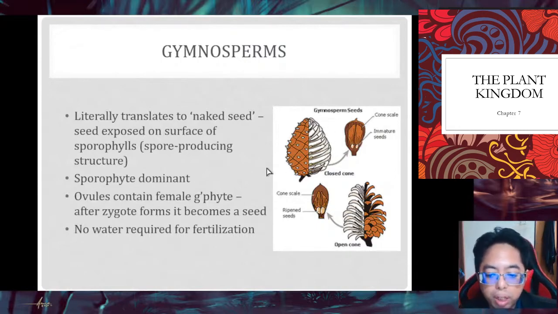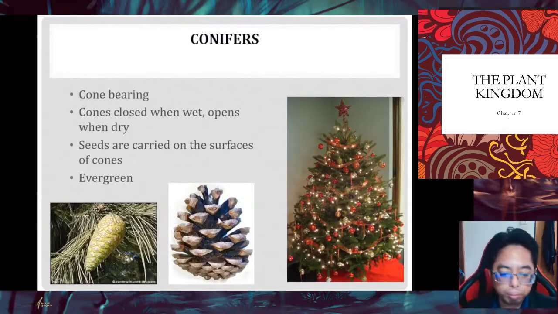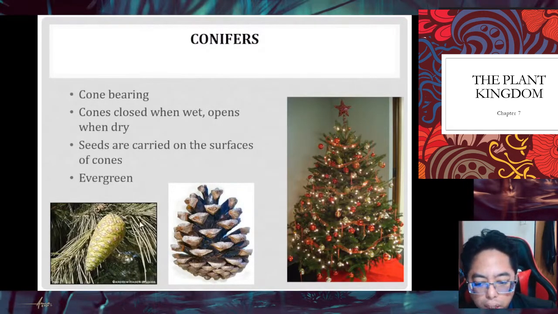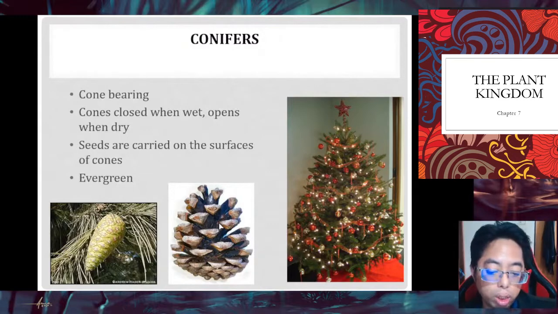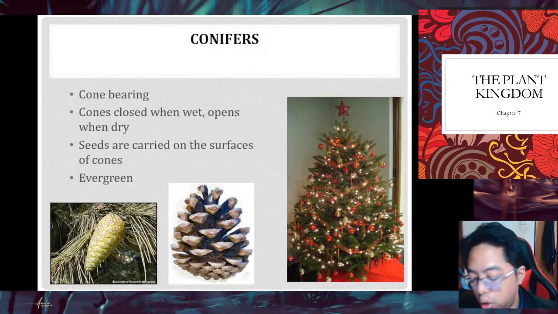Within it you have the ovules, which are female gametophytes. Water is not needed for fertilization, so they're very hardy. Conifer trees are cone bearing. This is a cone when it is closed, this is a cone when it is open. Sometimes people use the cone for Christmas decoration. Usually the seeds are within these cones. This one is hidden, but when it's open, you might find it. They are also evergreen. Evergreen means that they don't change color no matter what season. It is always green all year.